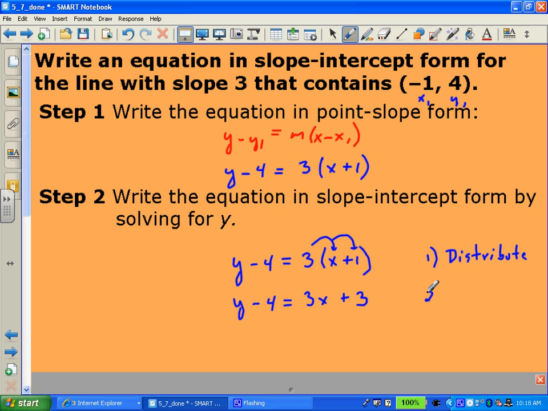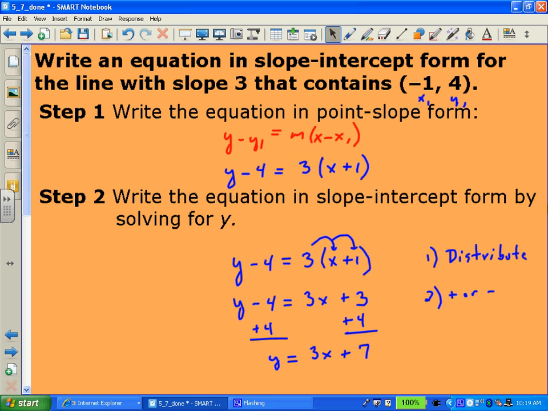And then the second thing I have to do is I'll either be adding or subtracting whatever numbers with y. So since it's minus 4 here, I'm going to have to add 4 to both sides. Now since the 4 doesn't have an x with it, I can't add it to the term with the x, so I just add it to the other term. And I end up with y equals 3x plus 7. So now I've converted from point-slope form to slope-intercept form, which would be a very useful skill for us to have as we continue to work with slope and linear functions.